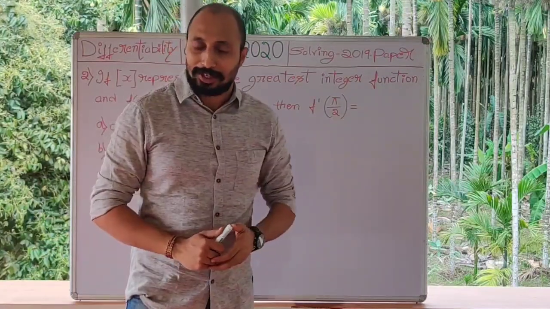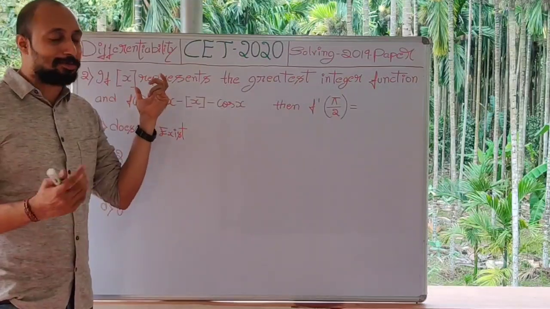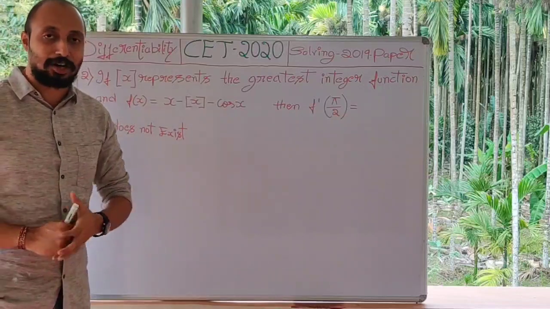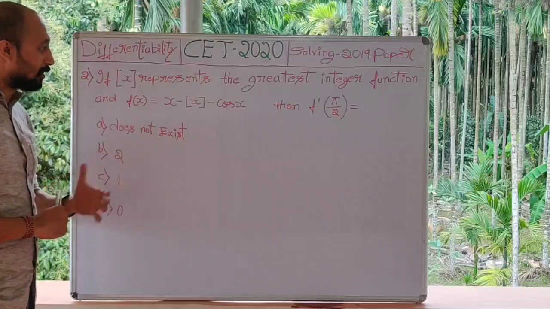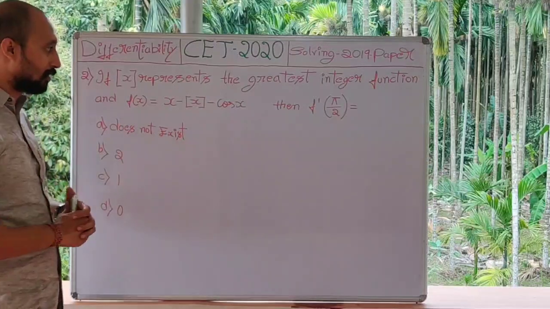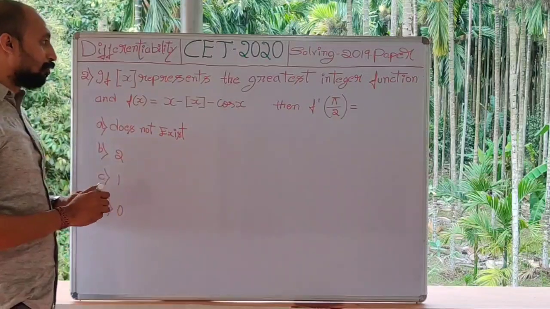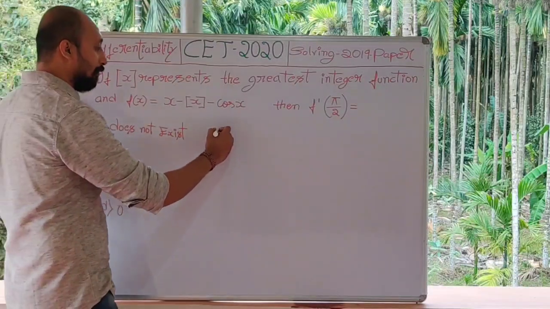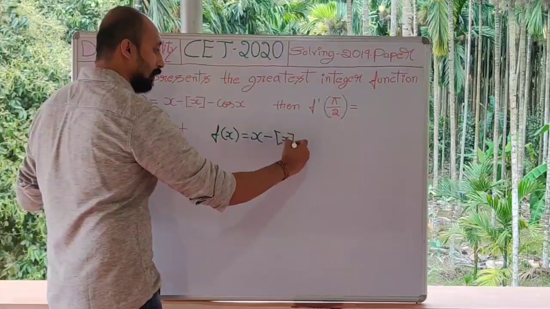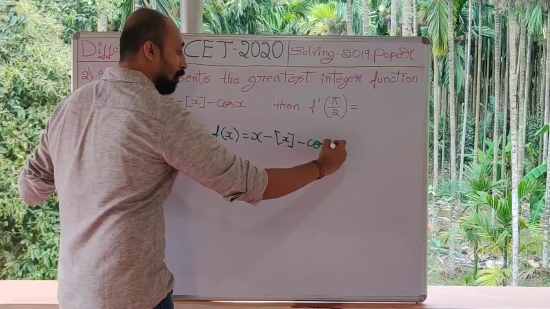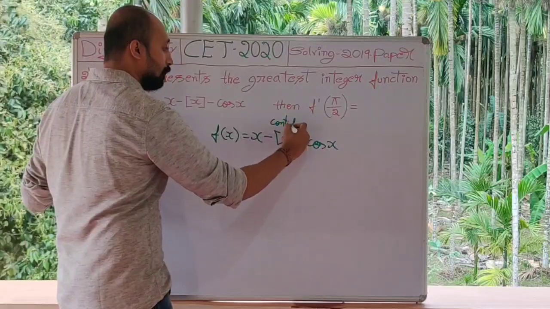So here is the second question from 2019 paper. If the close bracket x represents the greatest integer function, adu ellargu gottide, and f of x is equal to x minus greatest integer function minus cos x, then f dash of pi by 2 is equal to what? First of all, we need to find f dash of x. So hagagi I will take f of x is equal to x minus the greatest integer function x and cos x. This is a continuous function.